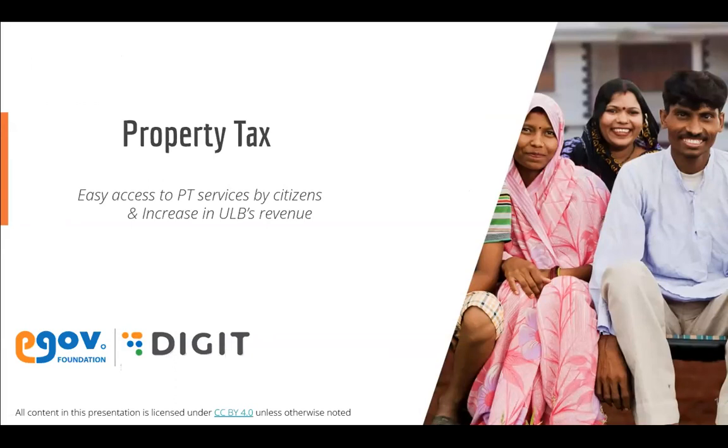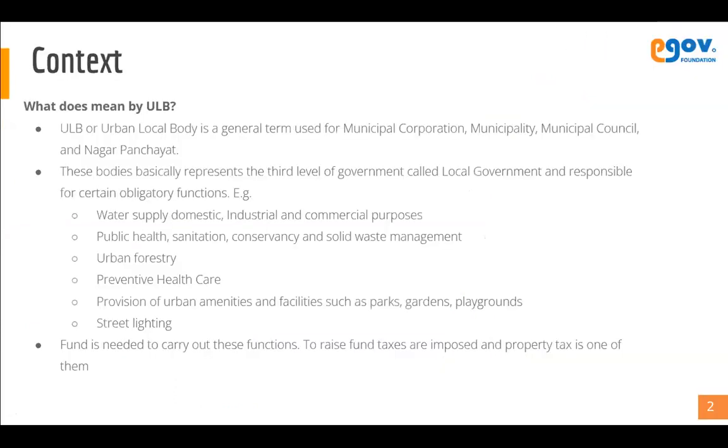So let's start. On property tax, let's start with some background and some good domain knowledge. I think it is related to urban, and in urban, most of the time the municipalities and municipal corporations we are calling a ULB. ULB stands for urban local body. I think we all know.